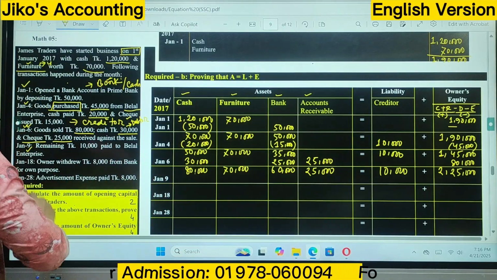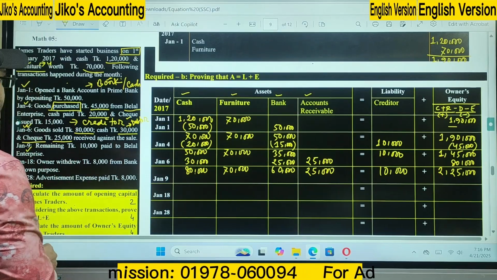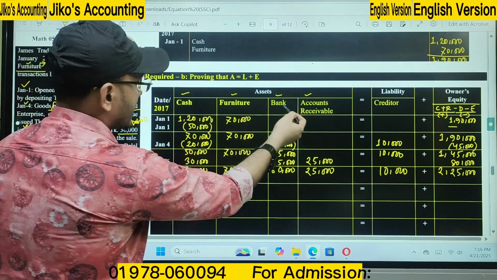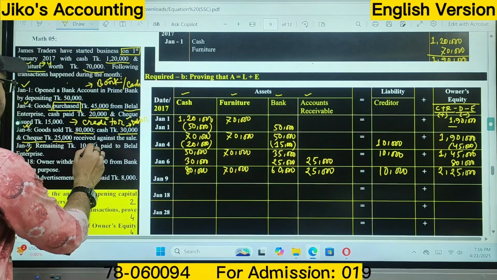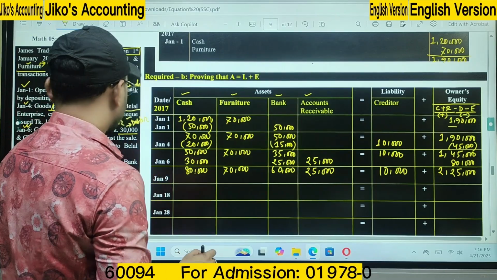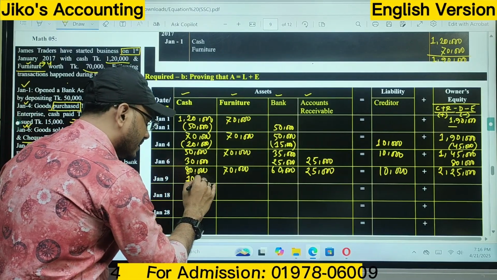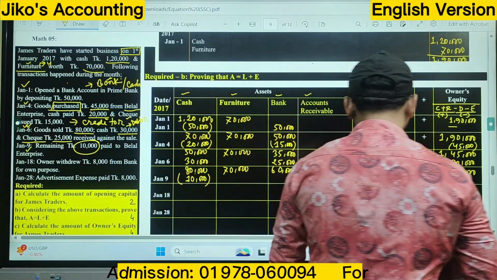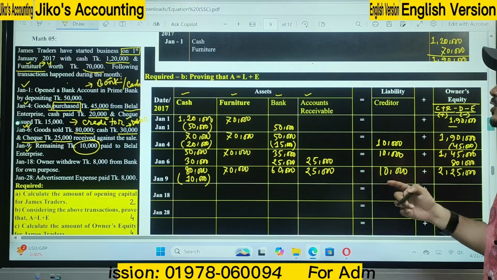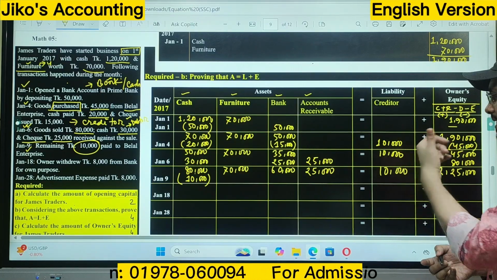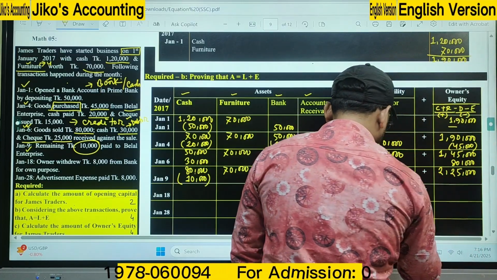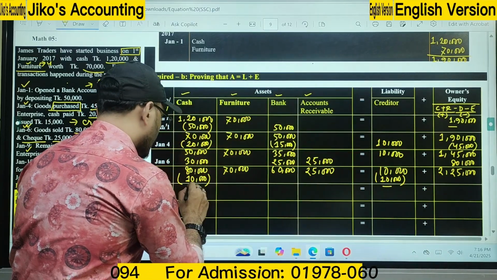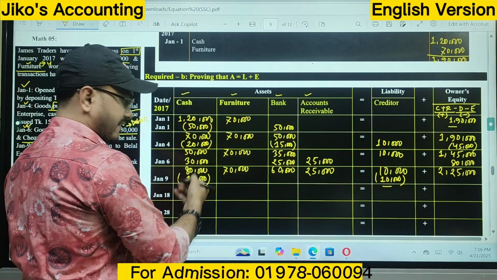Now move to January 9. Remaining taka 10,000 paid to Belal Enterprise. Who is Mr. Belal here? You have to figure out here. Belal was my creditor. How much have I paid him? I have already paid him 10,000 taka. That indicates the reduction of cash because I have already paid him. How about my liability? Previously, I was liable to my creditor for 10,000 taka. Now, as I have already paid him, that indicates the reduction of liability. So it would be decreased from 80,000 to 70,000.